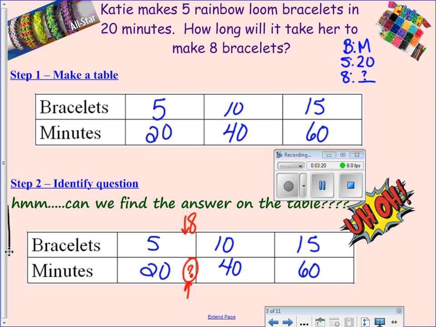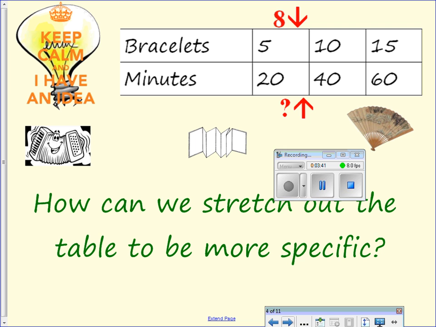Can we find the answer on the table? Is the equivalent ratio on the table? No. 5 to 20, 10 to 40, 15 to 60, those are all equivalent ratios. But 8 to, I don't know what, isn't on my table. My table's not going to help me. My table doesn't have the answer.